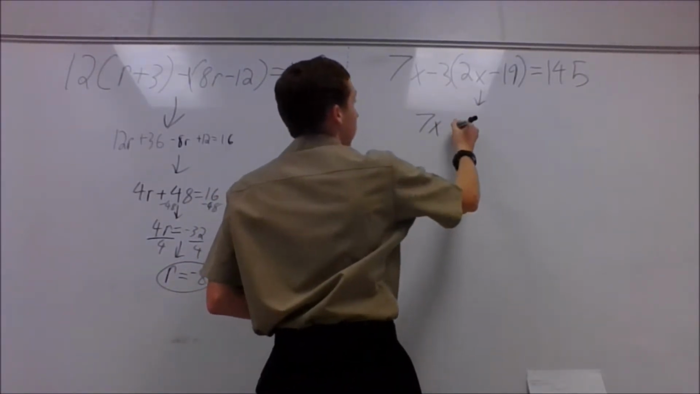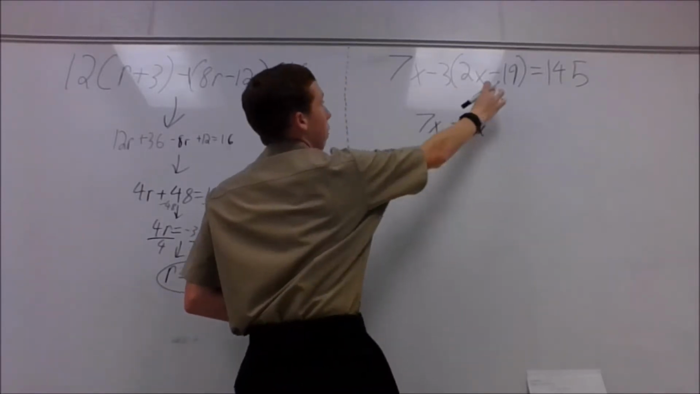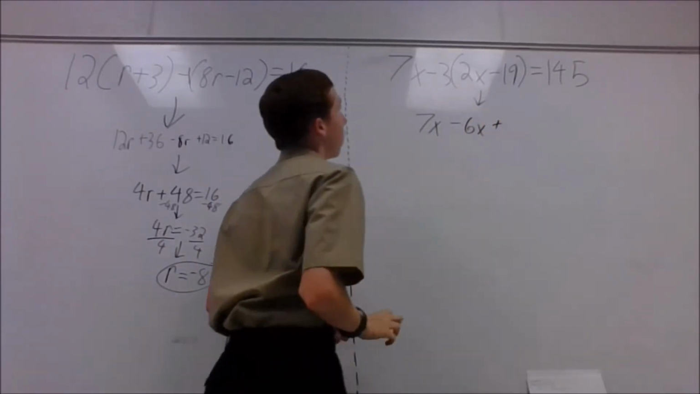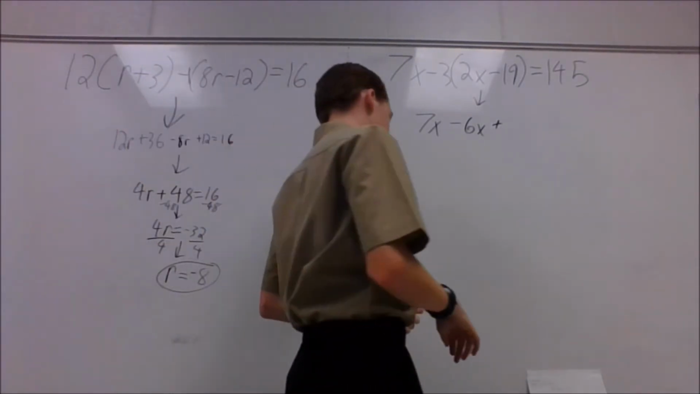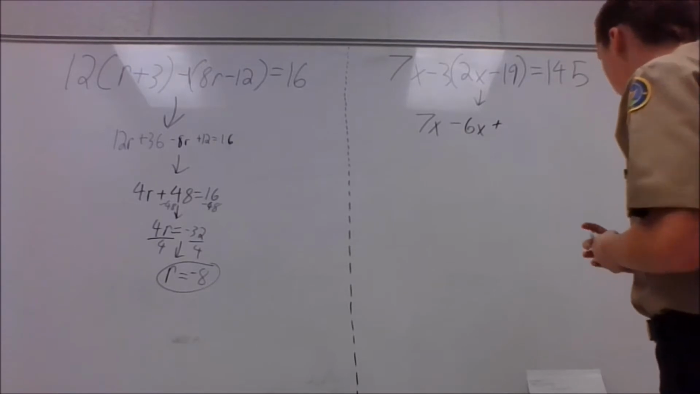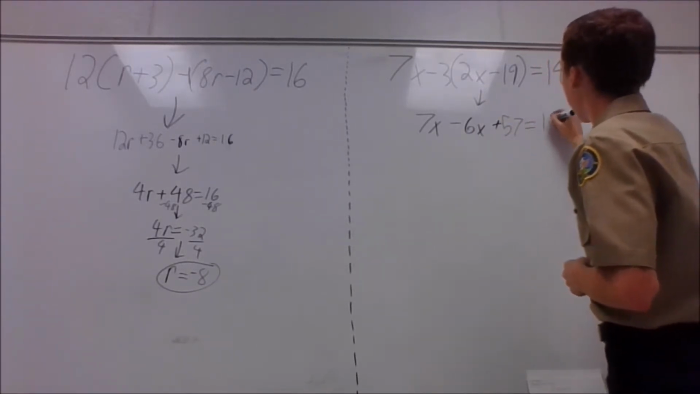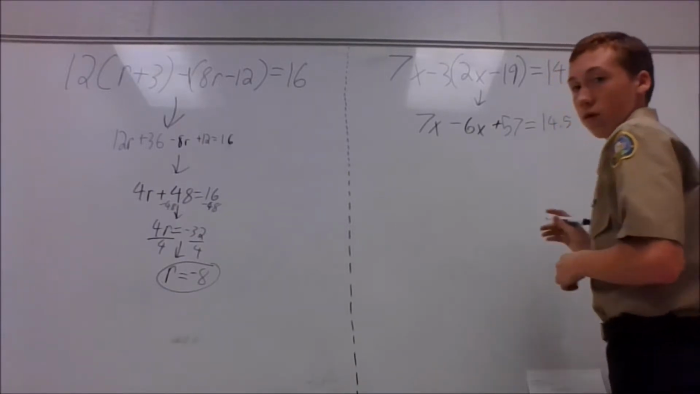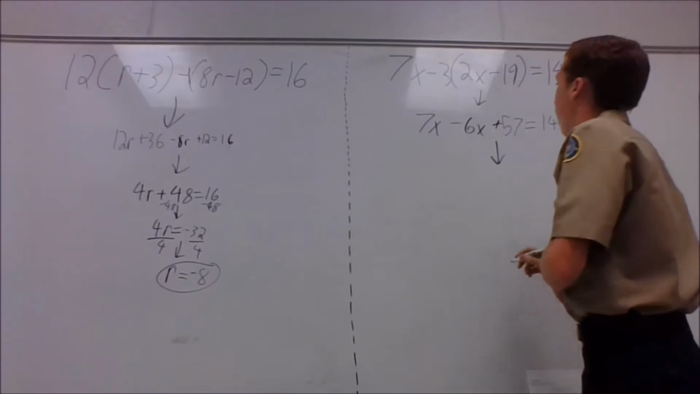Negative 3 times 2x is negative 6x. Negative, negative means a positive. So negative 3 times a negative 19 is a positive 57, equals 14.5. That is what we have right now. Let's go ahead and draw another arrow.